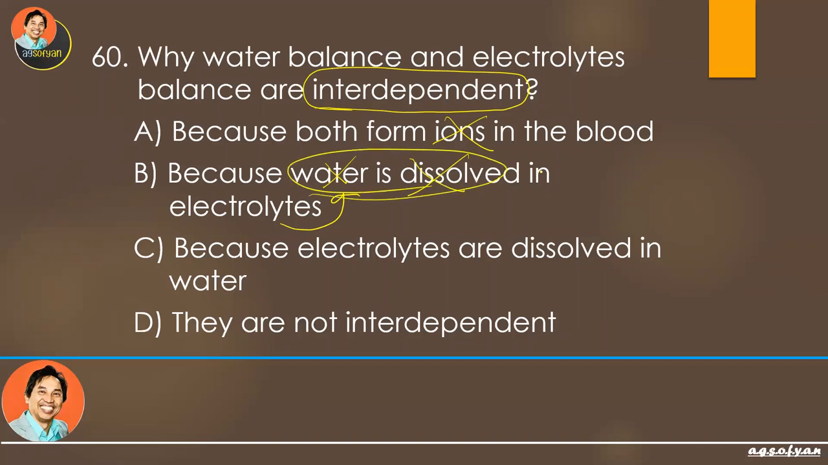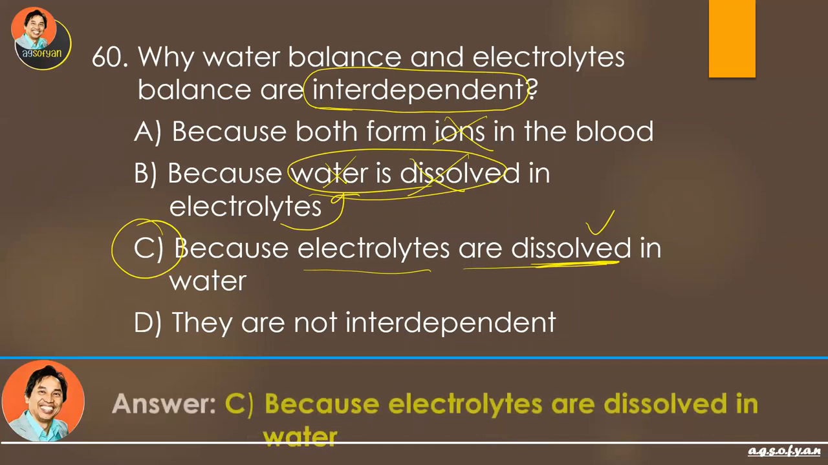This one is incorrect. Because electrolytes are dissolved in water. That's correct. Okay, so they are interdependent because electrolyte ions will always dissolve in water. You cannot really separate them. Okay, so they are interdependent.